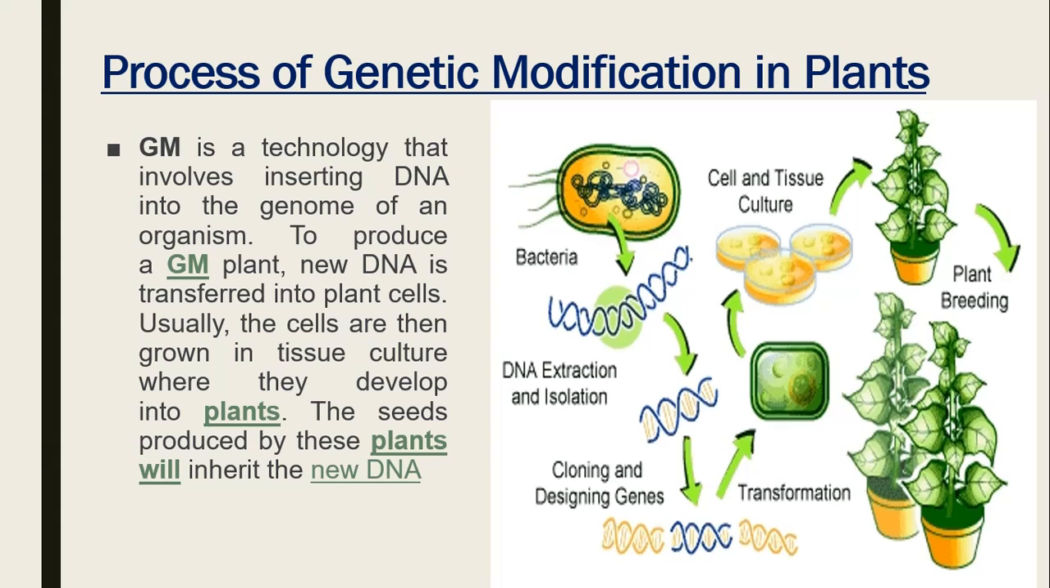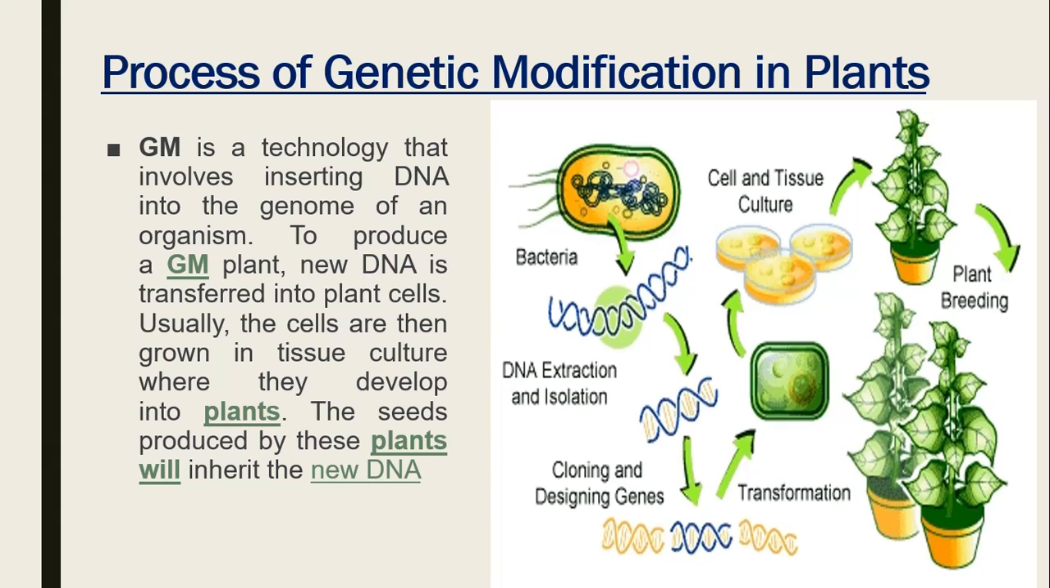To produce a GM plant, new DNA is transferred into plant cells. Usually, the cells are then grown in tissue culture where they develop into plants. The seeds produced by these plants will inherit the new DNA.